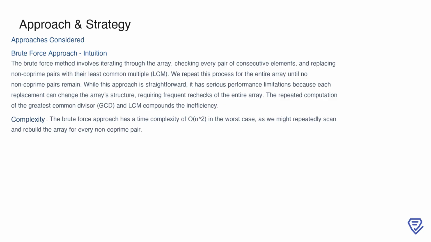Additionally, the repeated computation of greatest common divisor, or GCD, and LCM for multiple pairs further adds to the inefficiency. As a result, the time complexity of this approach is n squared in the worst case, because we might need to scan and rebuild the array repeatedly for every non-Coprime pair. This makes the brute force method impractical for larger arrays.